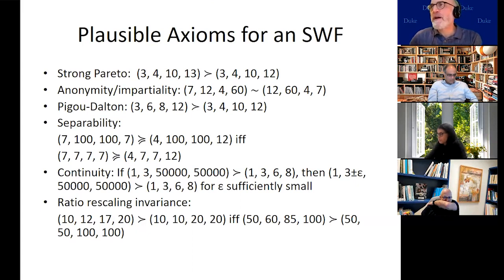We don't need to make precise how well off exactly were the ancient Romans or the ancient Greeks or the ancient Israelis or what have you, right? That's a huge convenience in terms of policy analysis. And indeed, both utilitarianism and prioritarianism satisfy separability. And then continuity says basically if one well-being vector is better than another, then small changes are not going to upset that. All right.